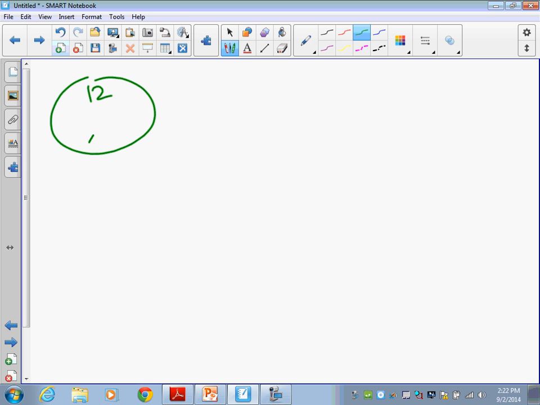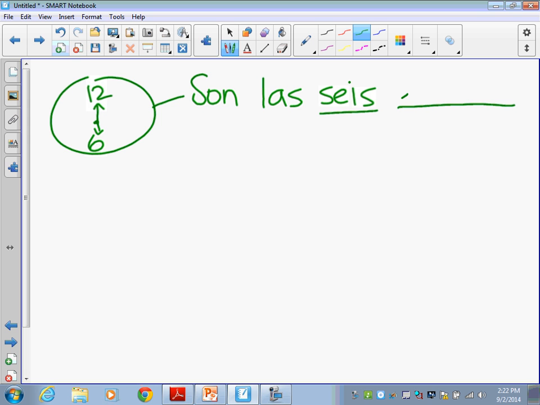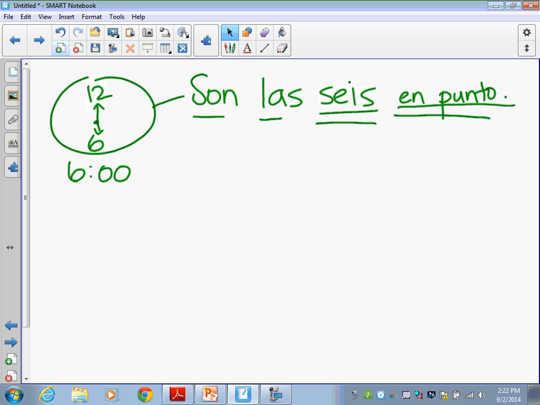When we talk about the time, sometimes it is exactly the hour. For example, it could be 6 o'clock on the dot. We would communicate this as son las. Here we're going to need our numbers. Son las 6. And if we want to say on the dot, we can include the phrase en punto. ¿Qué hora es? Son las 6 en punto. It is 6 o'clock on the dot. Son las 6 en punto. 6 o'clock on the dot.